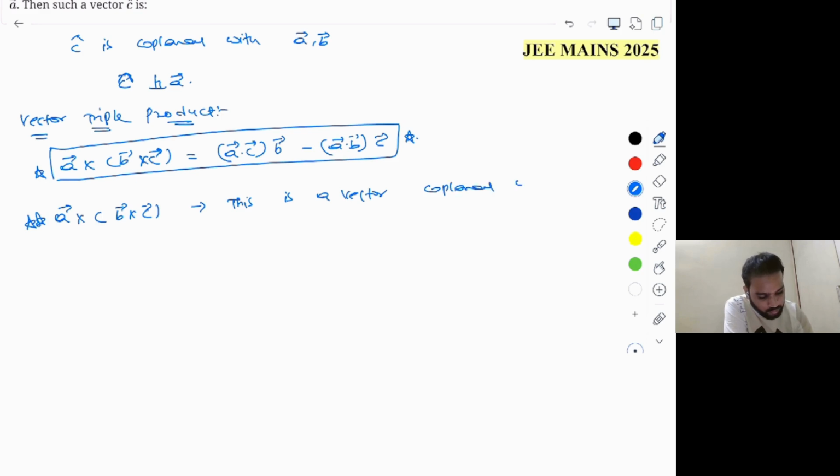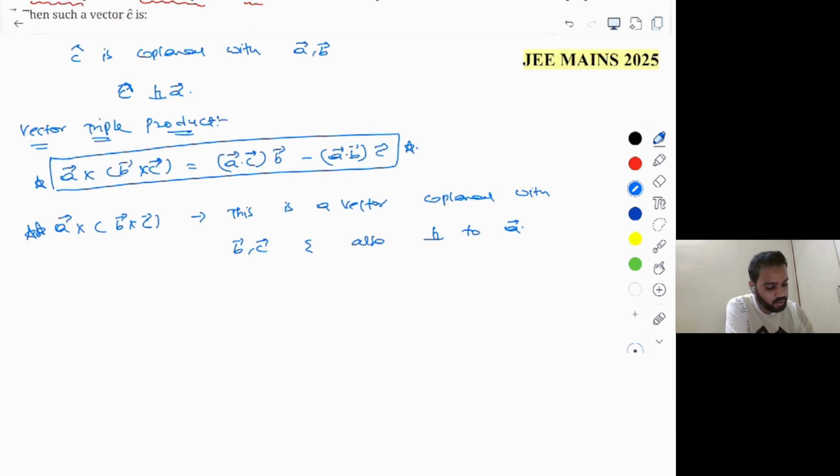This is a vector coplanar with b bar comma c bar and also perpendicular to the vector a bar. So you just need to look at the vectors which are in the bracket there. With those vectors, this vector will be coplanar. And then since a bar is outside there, it will be perpendicular to a bar. So whenever we write a cross b cross c, it will be a vector which is coplanar with b bar and c bar and also perpendicular to a bar.